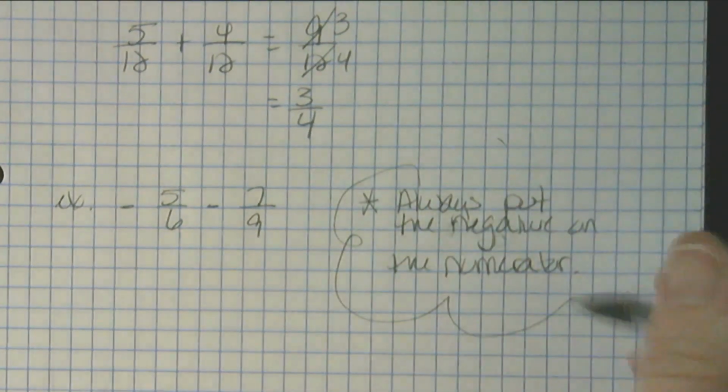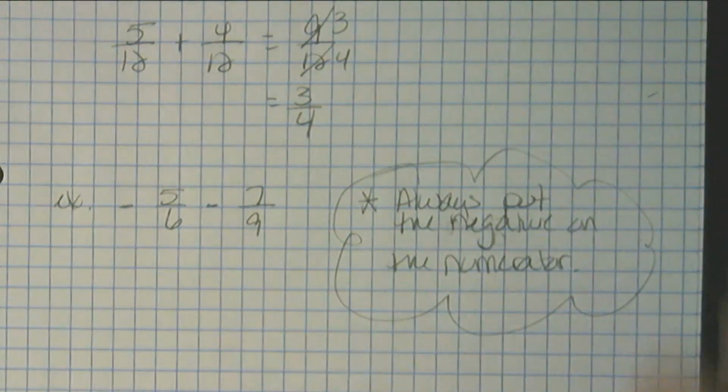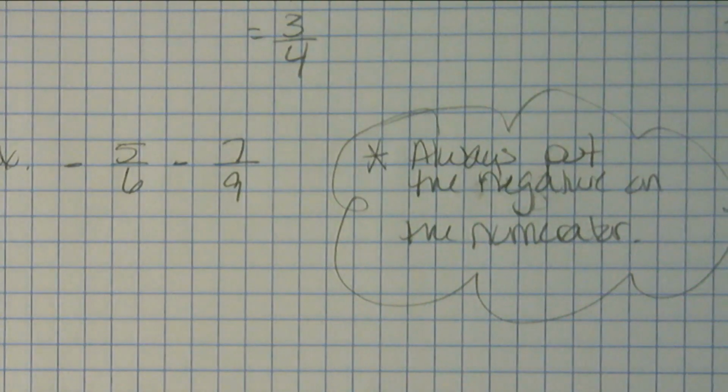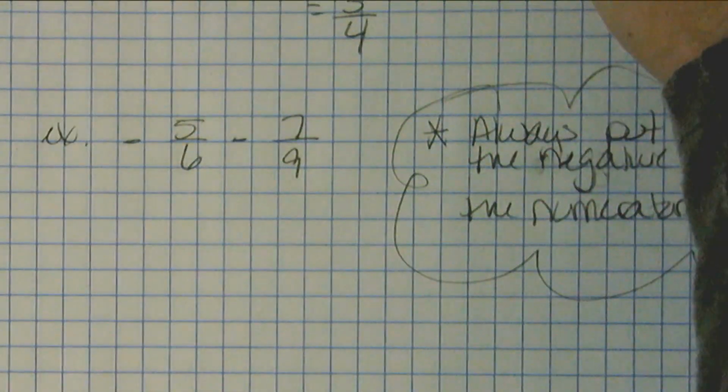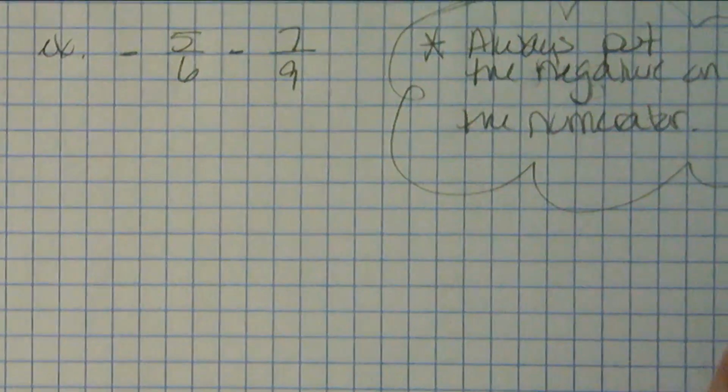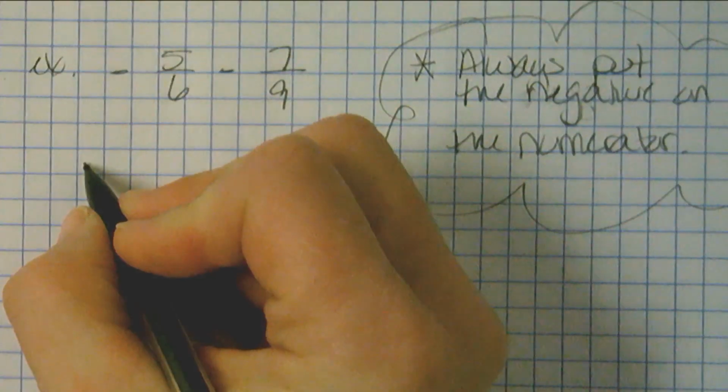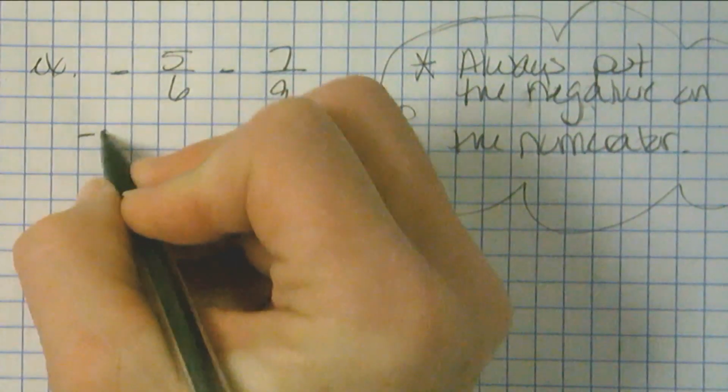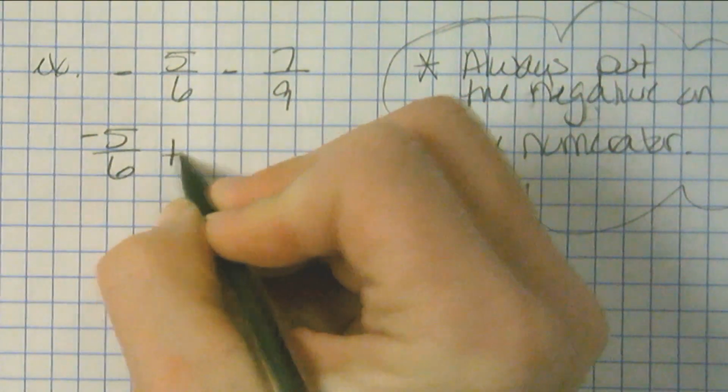When you're multiplying and dividing, it doesn't really matter. But when you're adding and subtracting, it doesn't make sense to put it on the denominator. So always just put it on the numerator. So all of you do this, please. I'm going to do adding the opposite.